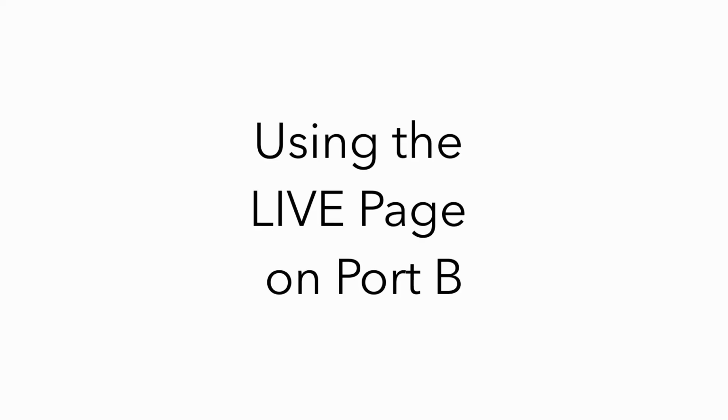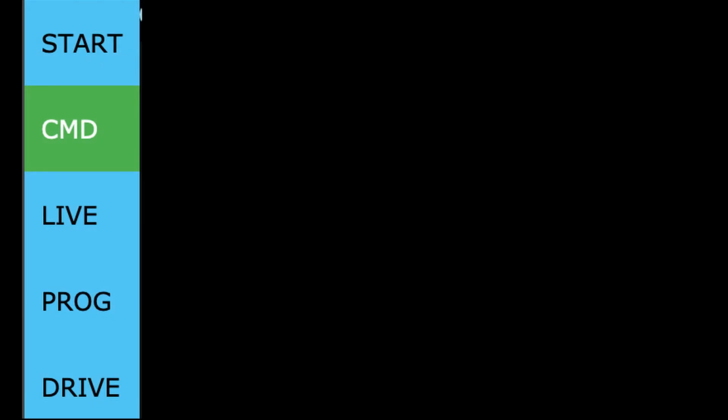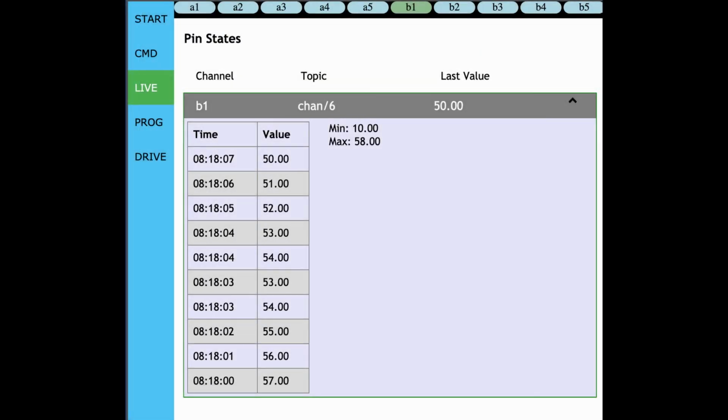Using the live page on port B. Another way to check the values on port B is to use the live page. You can do this by clicking on the live page link on the left-hand side. When you get there, you should be able to see the values of port B change as you move your finger. To help you learn about commands, here are some tasks to try.